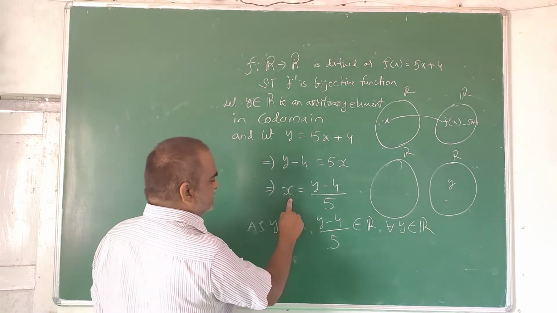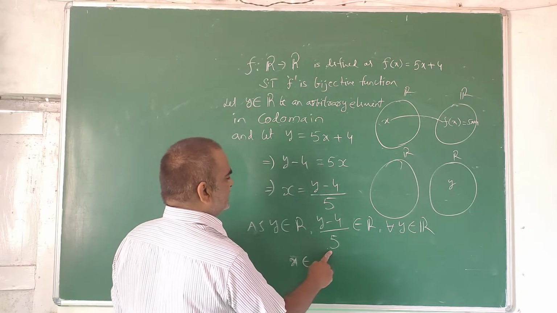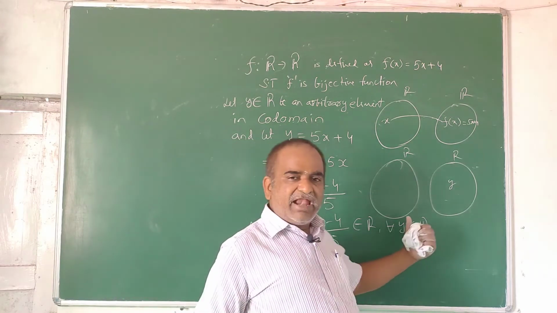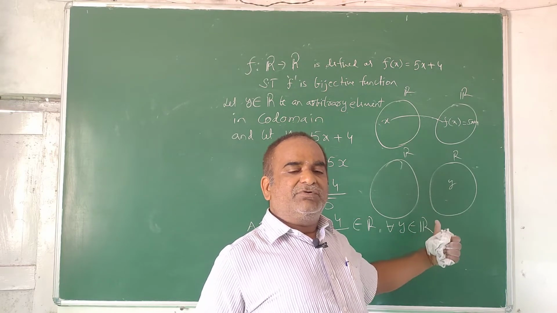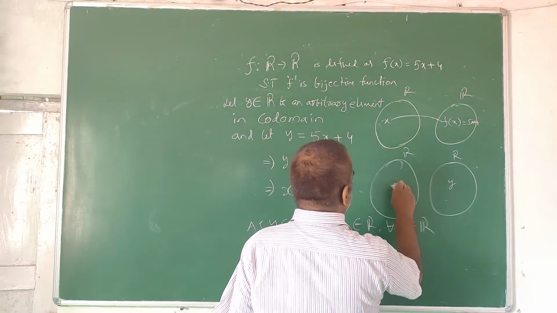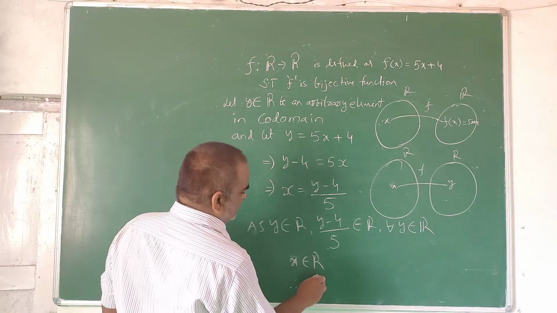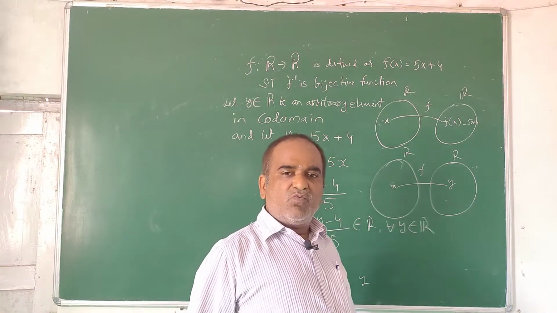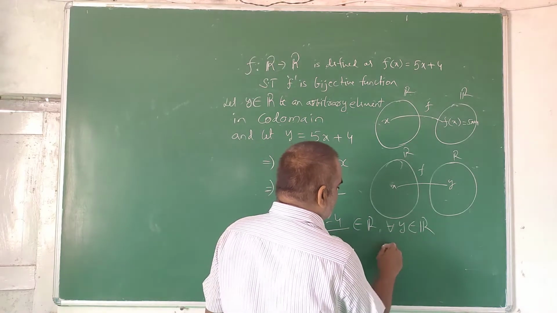What does it mean? The x belongs to R, because (y minus 4) by 5 is nothing but x, so x belongs to R. So you could get one x as pre-image corresponding to each y in codomain. So here you could prove that onto relation. Therefore here you could see f of x is equal to y for an arbitrary y belongs to R. So therefore you can conclude it is onto function.